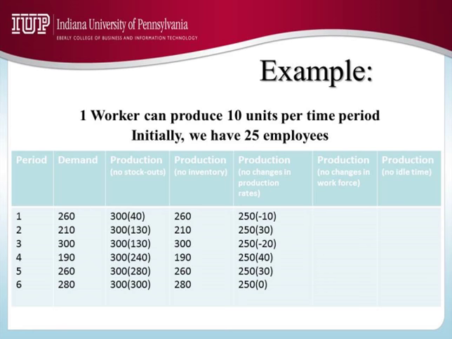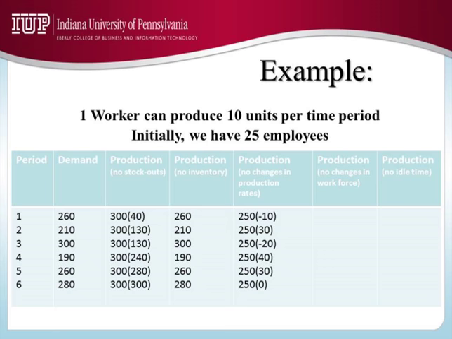The other possibility now is, okay, I will not change the production rate. I will not have inventory. I will have no stockouts. So what can I do? You can actually hire and fire employees. So for example, I can have 26 employees in the first time period. If I have 26 employees instead of 25, I can produce 260. Second time period, I have only 21 employees. That will make it 210.